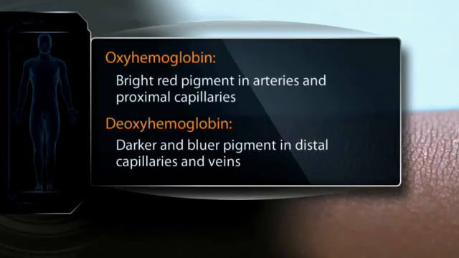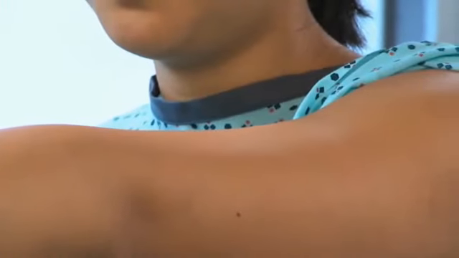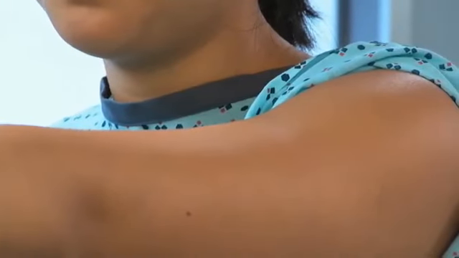Deoxyhemoglobin is the darker and somewhat bluer pigment occurring when oxyhemoglobin loses its oxygen to body tissues while passing through the capillary bed. An increased concentration of deoxyhemoglobin in cutaneous blood vessels gives the skin a bluish cast, known as cyanosis. Skin color is affected not only by pigments, but also by the scattering of light as it is reflected back through the turbid superficial layers of the skin or vessel walls.